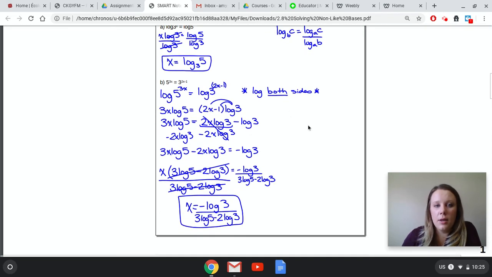Next example, first check for like bases. Is there any way of making 5 and 3 the same base? No, there's not. So we're going to start with this step over here of taking the log of both sides. In algebra, whenever we do something, we do it to both sides. Doing the log of both sides is a valid algebraic step. Here you can see I've just put log in front of each of these exponents.